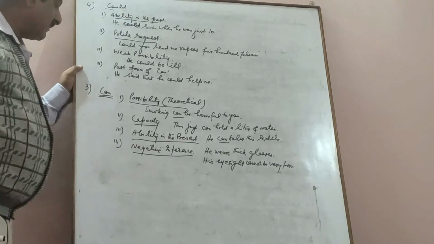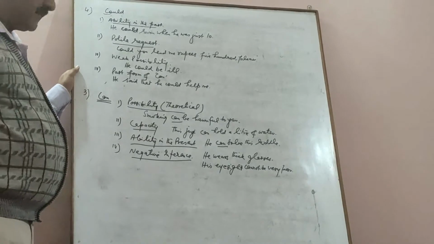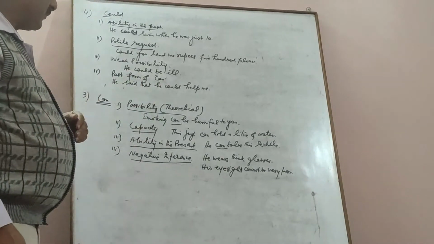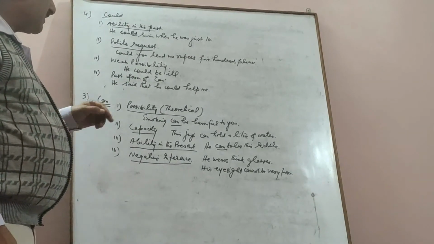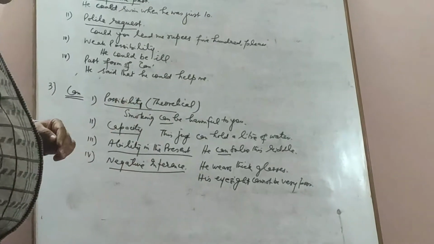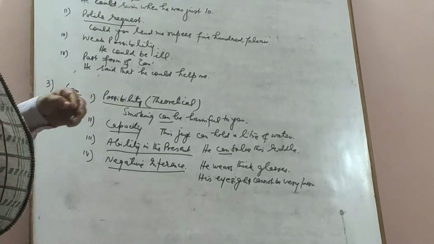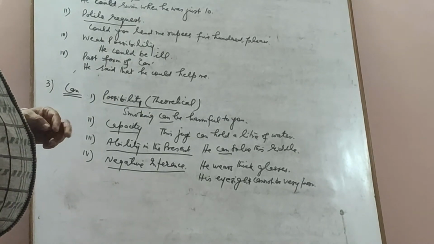Now we were discussing the use of can. The first use is possibility, theoretical possibility, of course. Smoking can be harmful to you. The second use is capacity. Can shows capacity. The example is, this jug can hold a liter of water. The capacity of this jug is a liter.